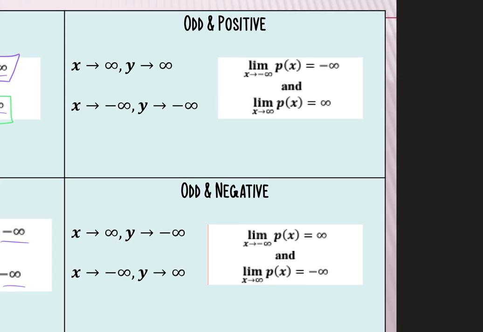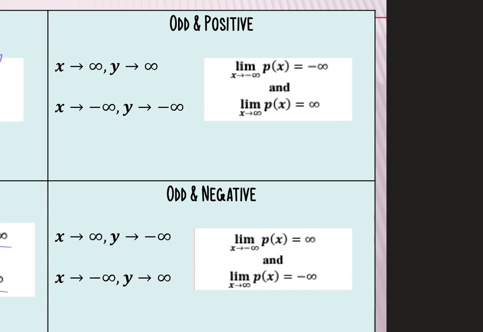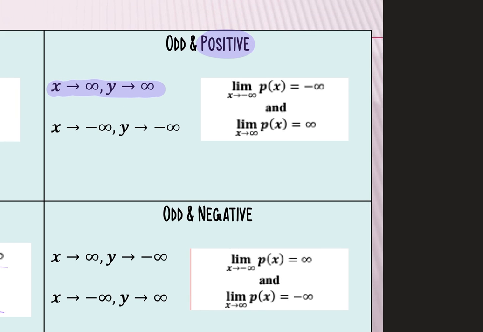Okay, now if it's odd, they're going to have different signs. One's going to go to positive infinity. One's going to go to negative infinity. If your x is going to positive infinity, this means my x is getting bigger, and it's a positive odd function. That means it rises right and falls left. So as I go to positive infinity, my y also goes to positive infinity, which is this one. And as my x goes to negative infinity, my y goes down, which means my y goes to negative infinity. Those two match.